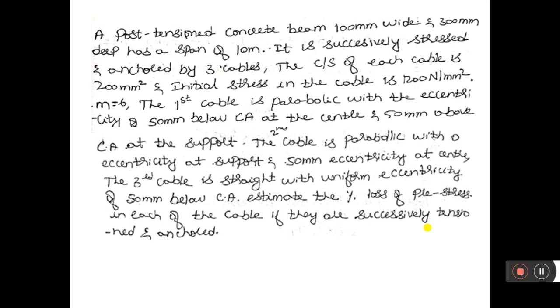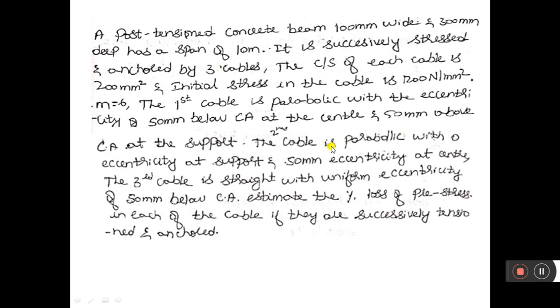Now let us see one more example. The question is: a post tensioned concrete beam 100 mm wide and 300 mm deep has a span of 10 meter. It is successively tensioned and anchored by 3 cables. The cross section of each cable is 200 mm square and the initial stress in the cable is 1200 Newton per mm square. M is 6. The first cable is parabolic with an eccentricity of 50 mm below the centroidal axis at the center and 50 mm above the centroidal axis at the support.